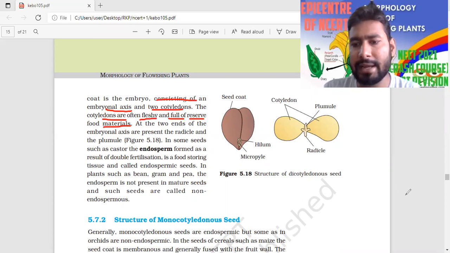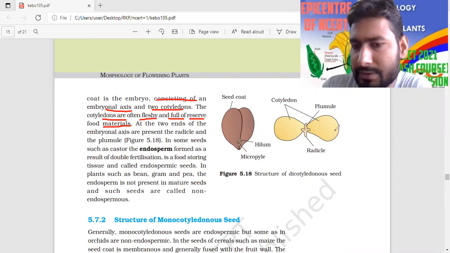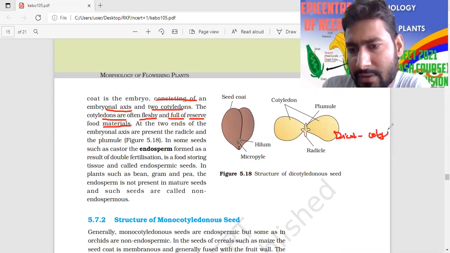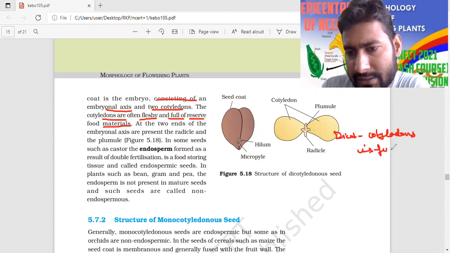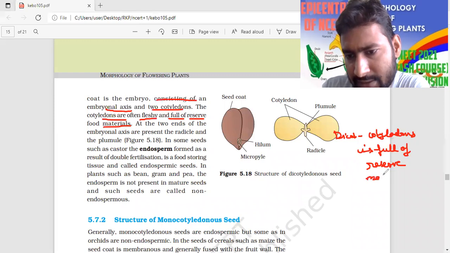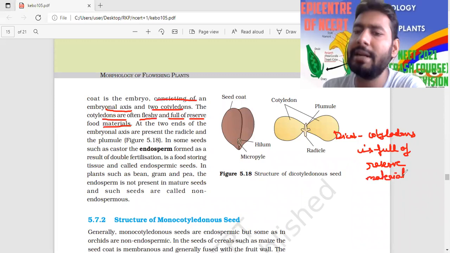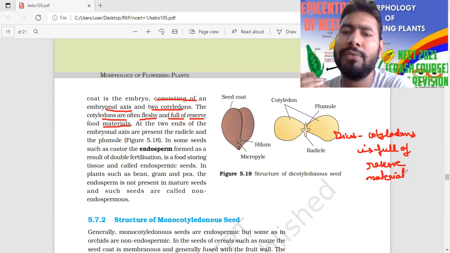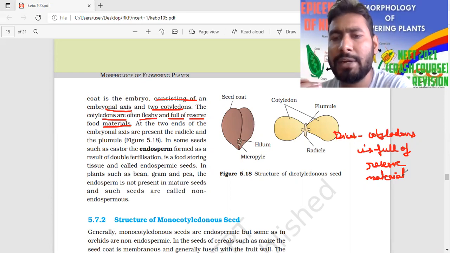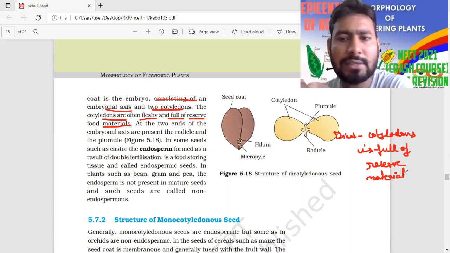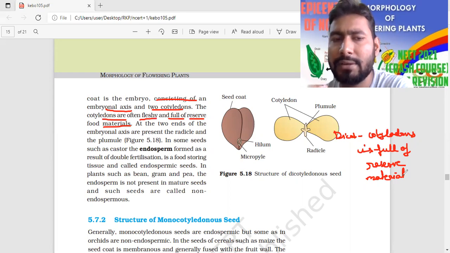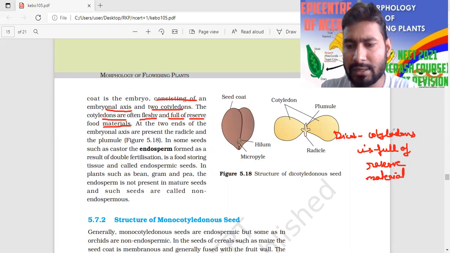If you look into the dicot, the cotyledons are full of reserve material. So here, in case of the dicot, the seed is filled with nutritious substances or reserve food material. And this type of seed is also known as non-endospermic. Dicot seed is always known as non-endospermic.